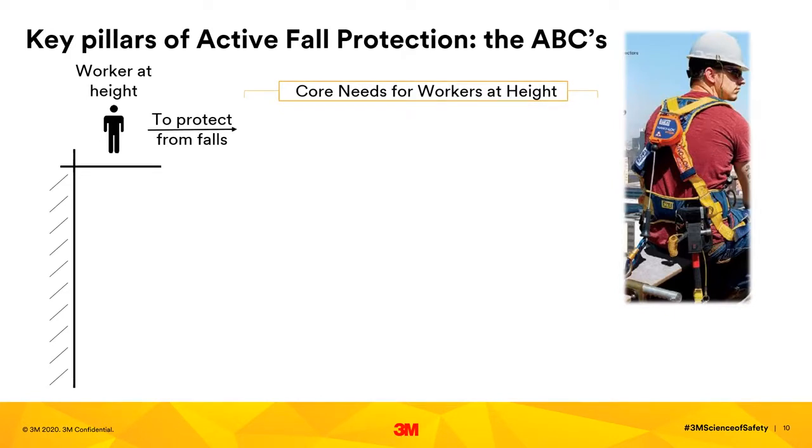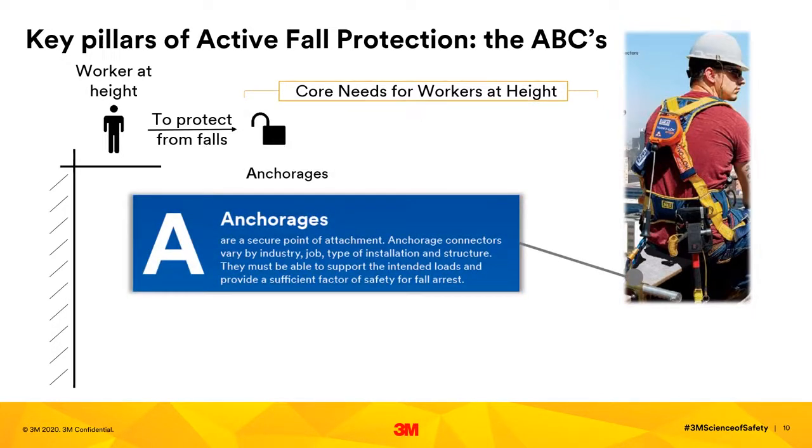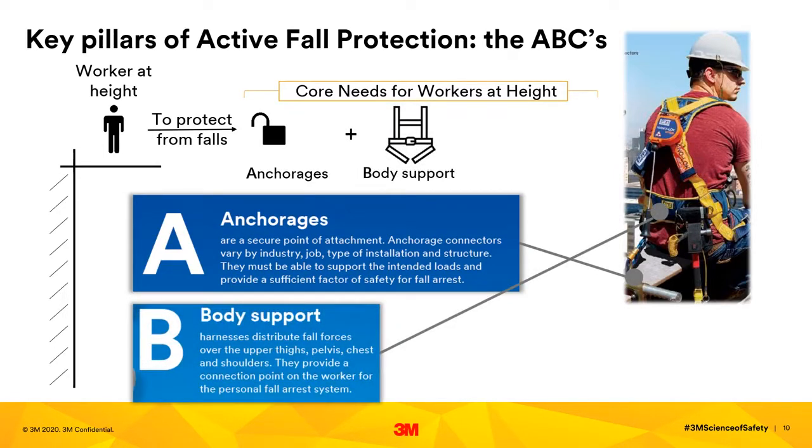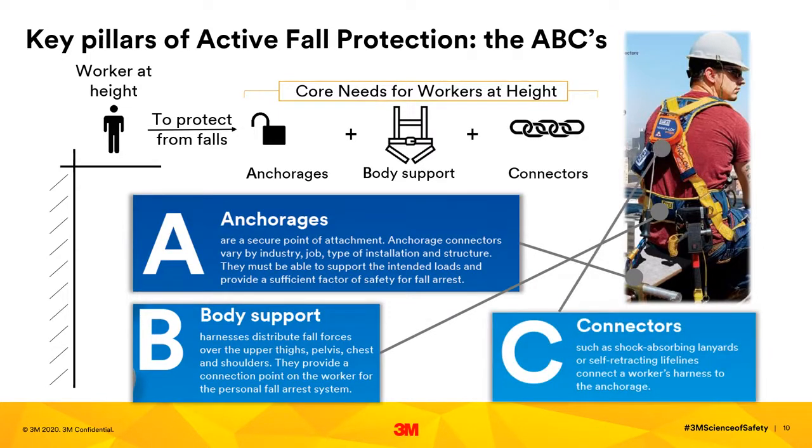To remember the main components of an active fall arrest system, just remember A, B, C. A is anchorage. A secure point of attachment, anchorage connectors will vary. B, body support, means it's a harness that's designed to distribute the forces across the body to provide a connection point on the worker for personal fall arrest systems. C, connectors. Connectors are lanyards or self-retracting devices that connect a worker's harness to the anchorage.